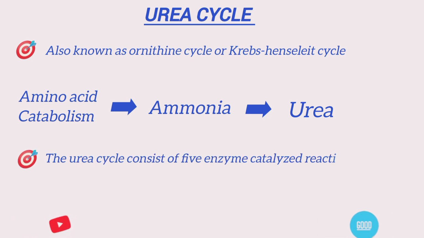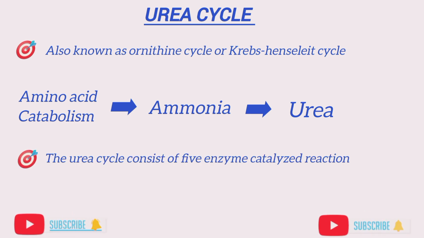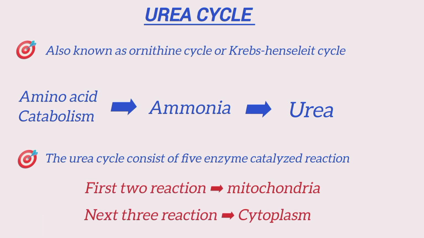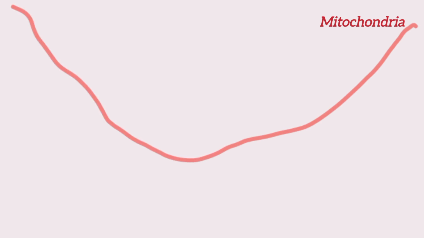The urea cycle consists of 5 enzyme-catalyzed reactions. The first 2 reactions take place in the mitochondria and the next 3 in the cytoplasm. Now, let's look at the reactions of this pathway. Let's say this is the mitochondria of the cell and this is the cytoplasm.